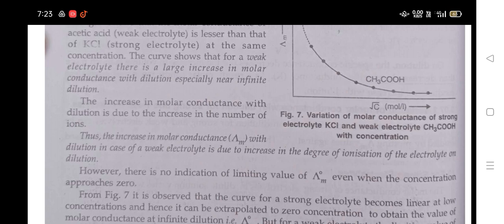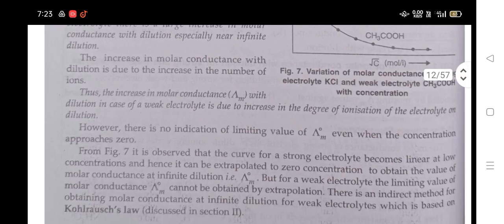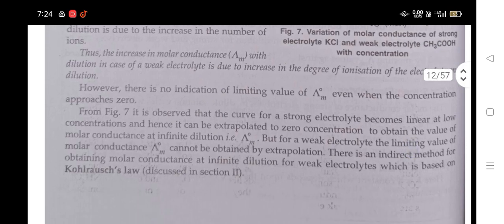Thus, the increase in molar conductance with dilution in case of a weak electrolyte is due to increase in the degree of ionization of the electrolyte on dilution. However, there is no indication of limiting value of lambda m naught even when the concentration approaches zero.